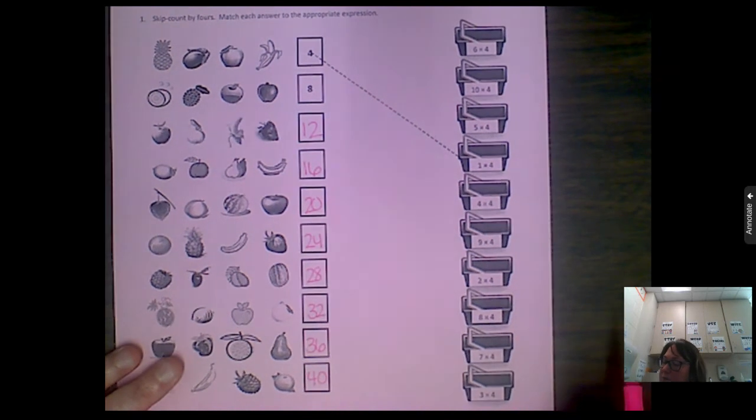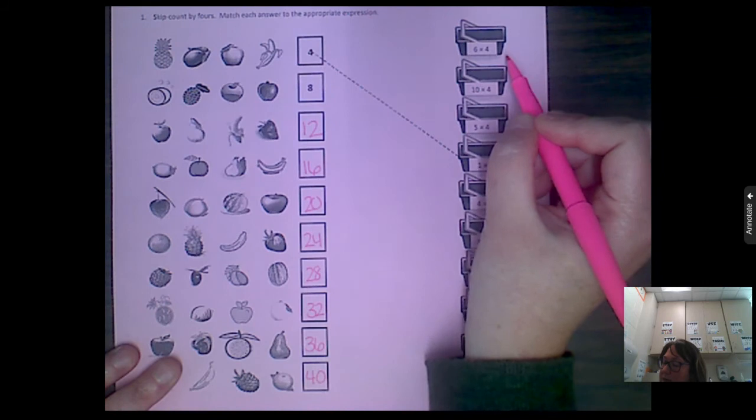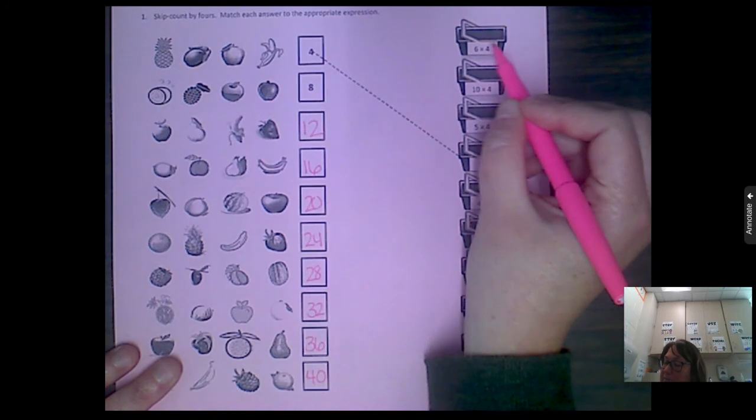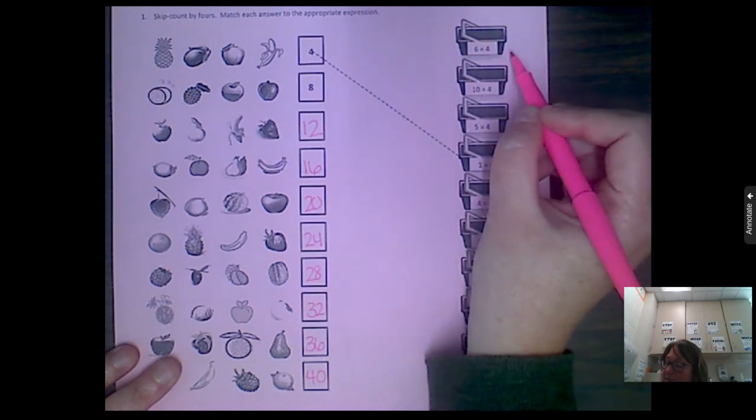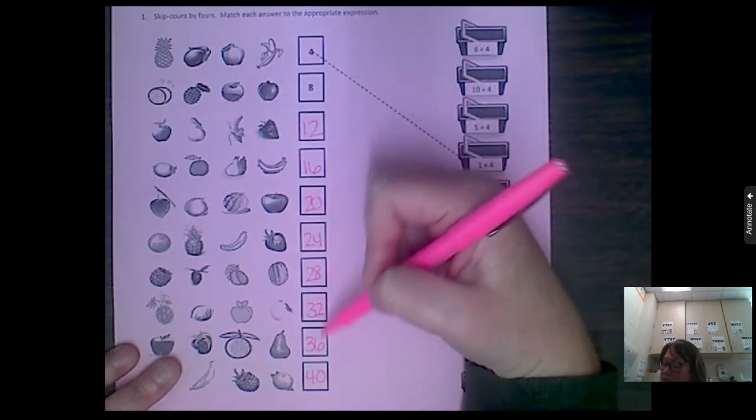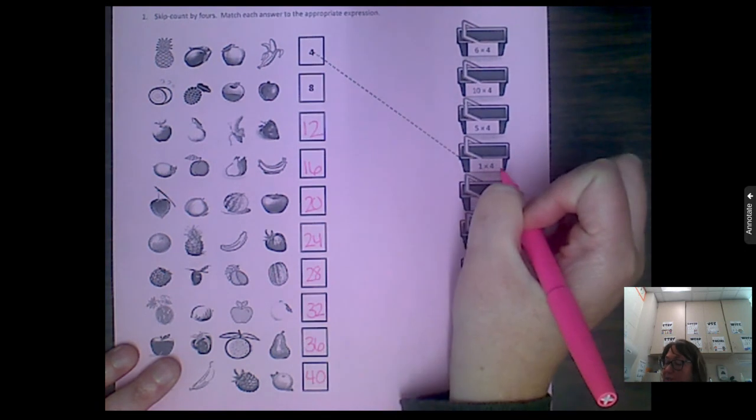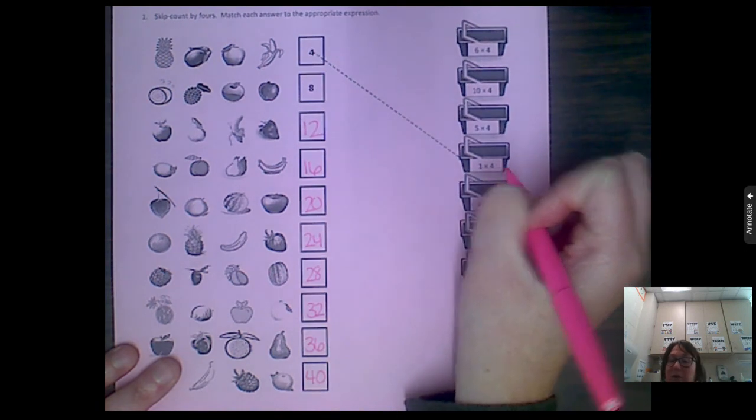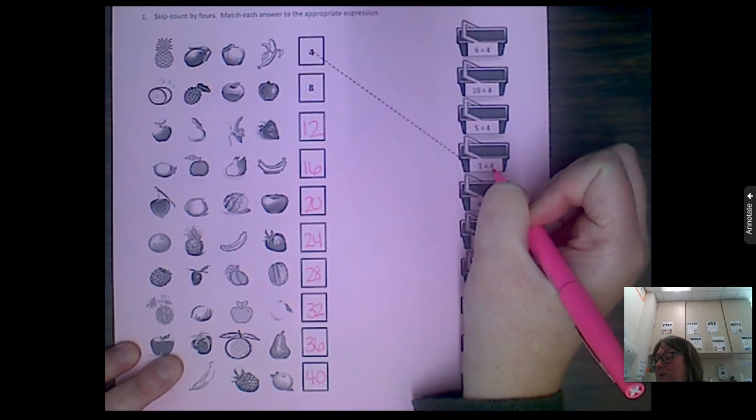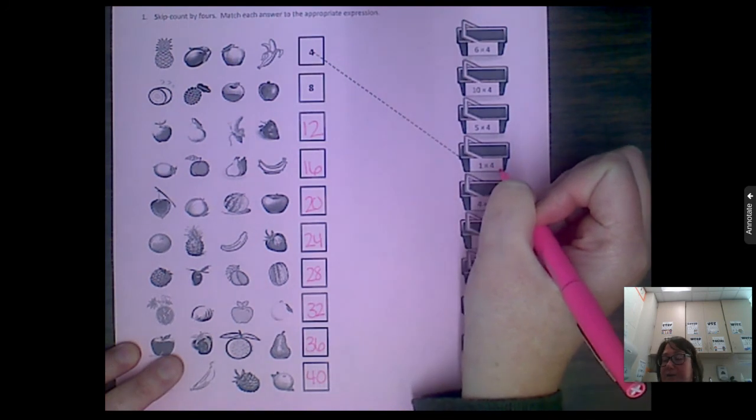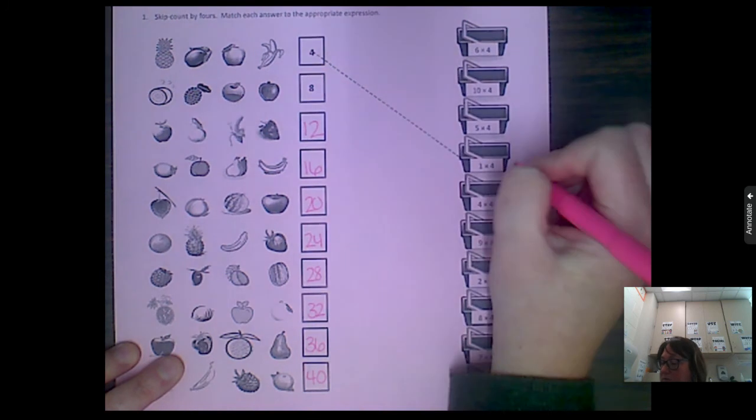All right, so what we want to do now is solve each multiplication sentence on the little picnic baskets, and then match it to the correct product over here. They already did 1 times 4 for us, and we know that 1 times 4 equals 4 because we know that 1 times anything is always that other number. So that would be 4.